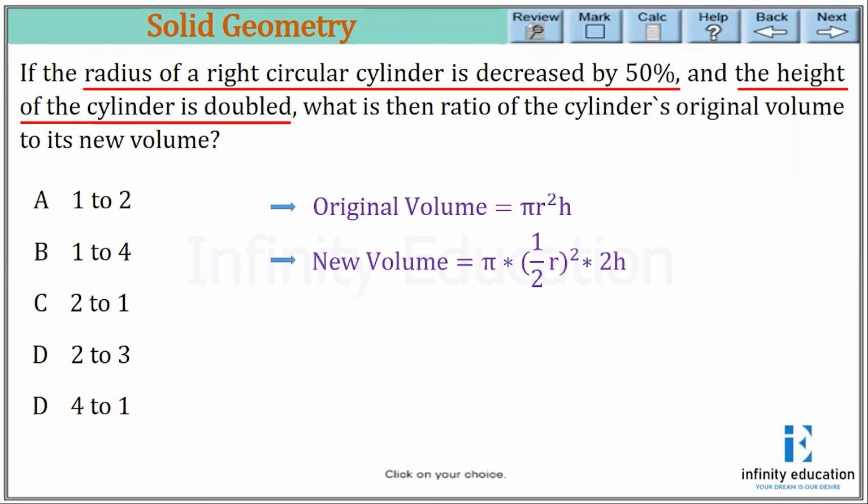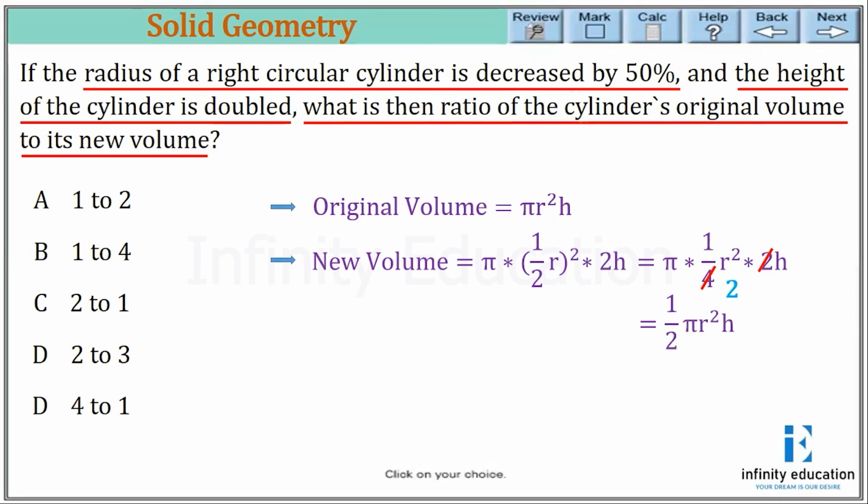And the height is doubled. So initially the height was h, now it will be 2h. Now if we do the simplification, it is pi into 1 by 4 r square into 2h. Now 1 by 4 and 2, so 2 is left in the denominator. So the new volume became 1 by 2 pi r square h. Now the ratio of original volume to the new volume should be pi r square h is to 1 by 2 pi r square h. So pi r square and h are cancelled. So it is 1 is to 1 by 2. We can rewrite this as 2 is to 1. So C is the answer to the question.